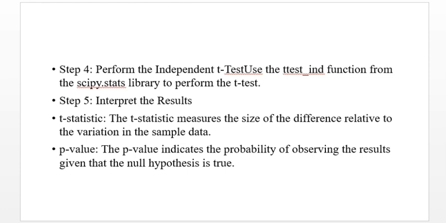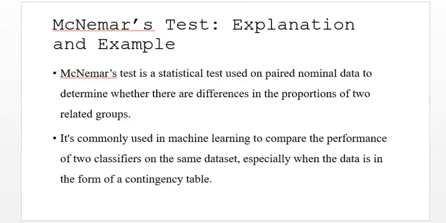So in short, the steps are: we formulate the hypothesis, we collect the data, calculate the mean and standard deviation, compute the t-statistic, we find the p-value using the library, compare the p-value with the significance level, and then interpret all the results. Brief detailed explanation of McNemar's test.